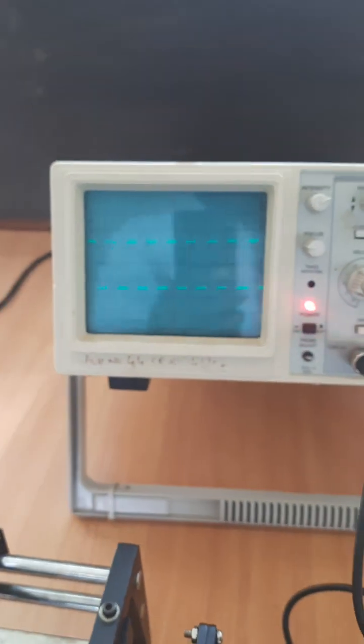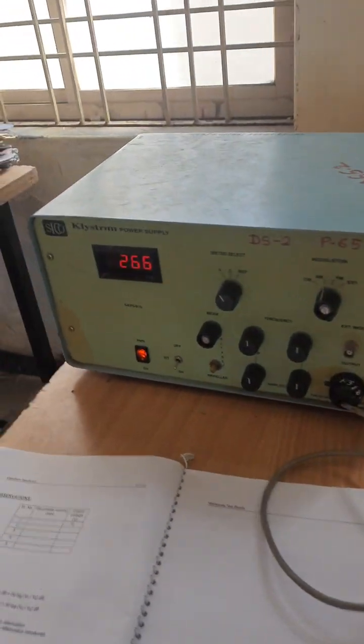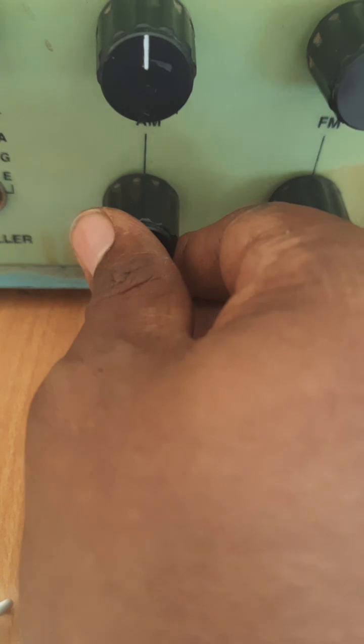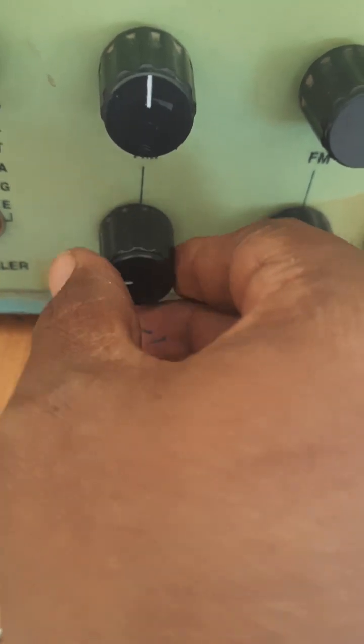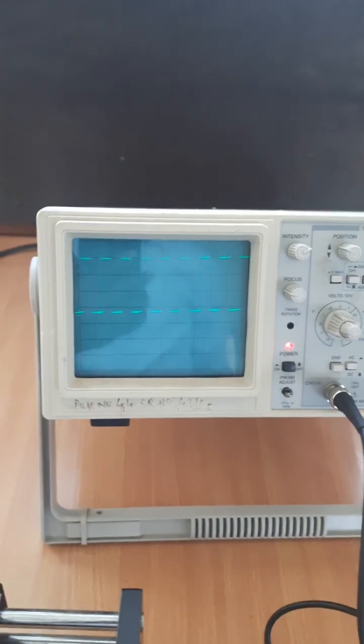So dear students, here you are observing a square wave on the CRO, right? Now if we change the AM knob, the amplitude knob of AM, for the maximum output voltage, okay, so this is the maximum output voltage I am observing here.